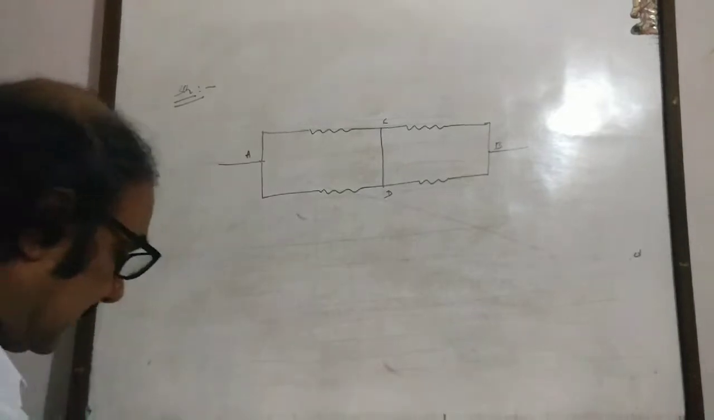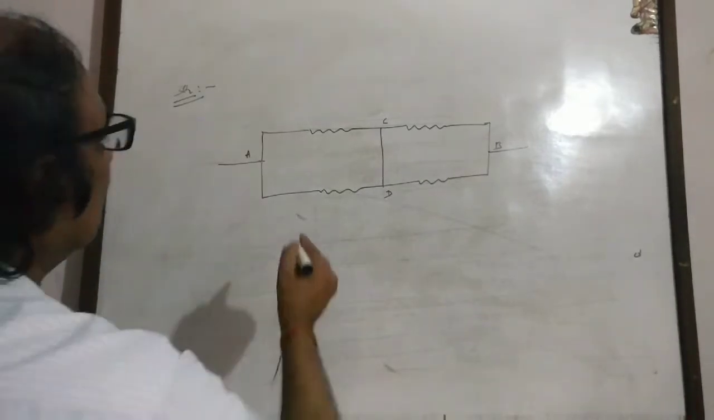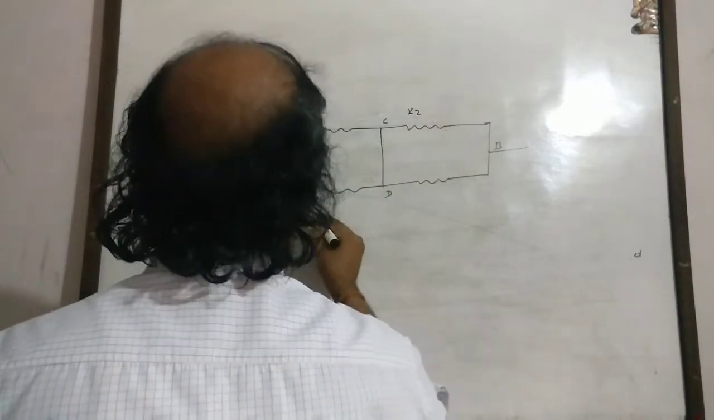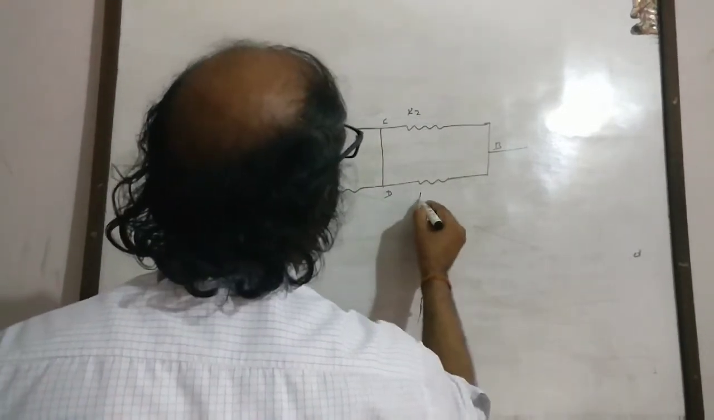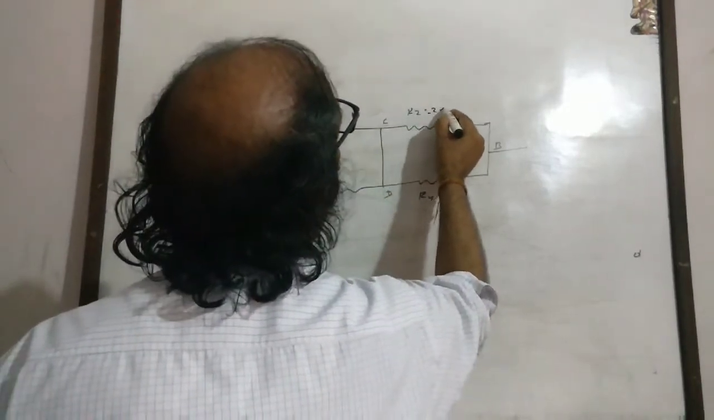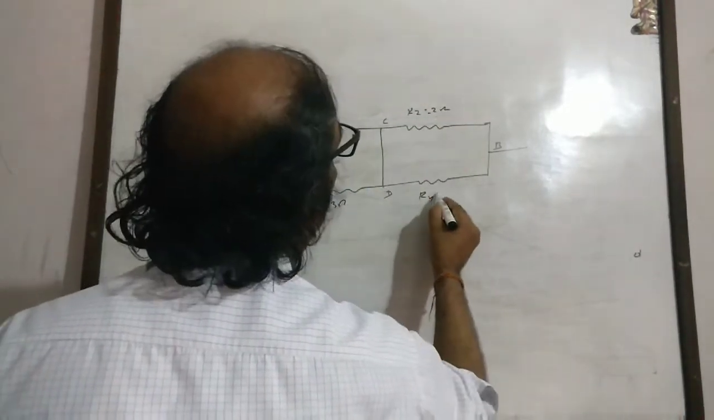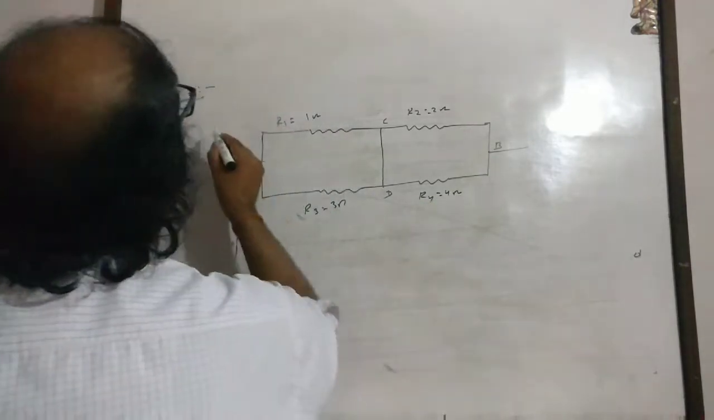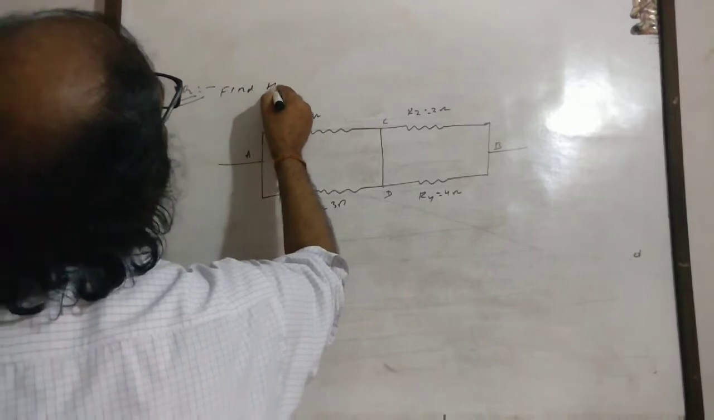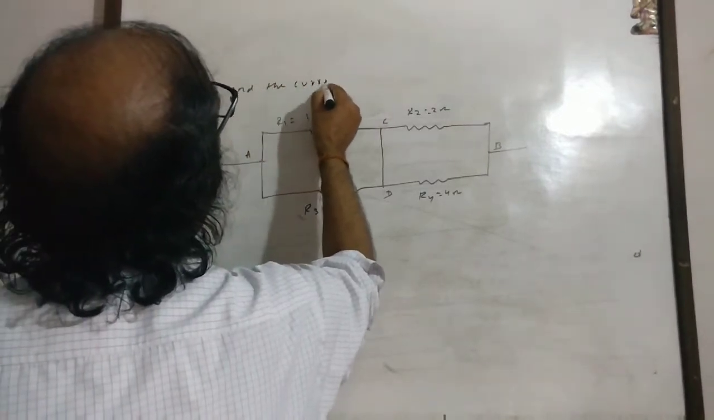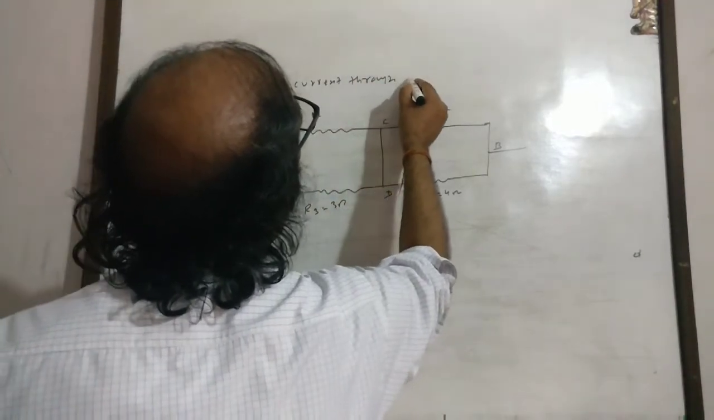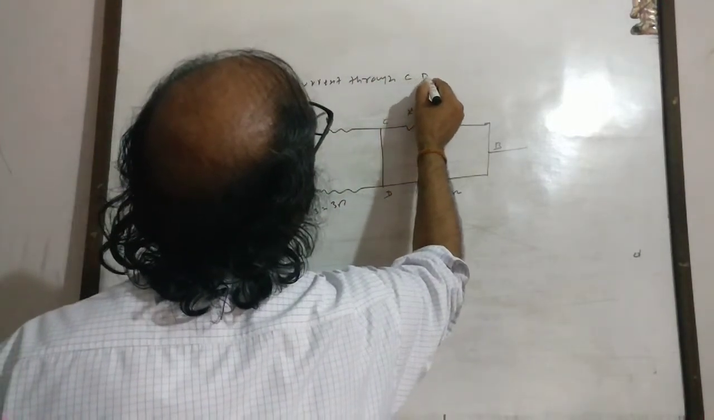And the resistances R1, R2, R3 and R4 are equal to 1 ohm, 2 ohm, 3 ohm and 4 ohm. And the question is: find the current through CD.